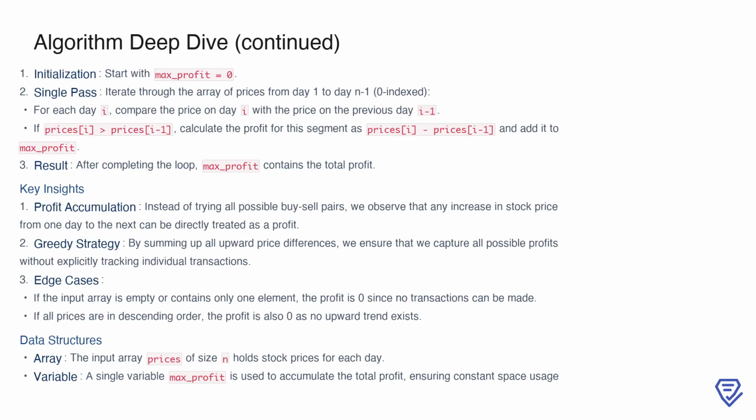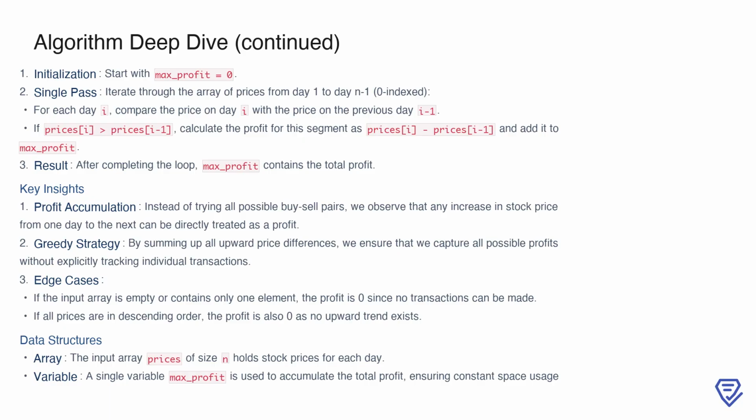The optimized approach begins by initializing max_profit to 0. Instead of using nested loops, we make a single pass through the array of prices, starting from the second day. On each day, we compare the stock price with the previous day's price. Whenever the current day's price is higher, it means there's an upward trend, and we calculate the profit as the difference between these two prices. This profit is then added to max_profit. By summing up all such upward price differences, we ensure that we capture all possible profits without explicitly tracking individual transactions. This method leverages a greedy strategy, focusing only on the segments where the stock price increases.